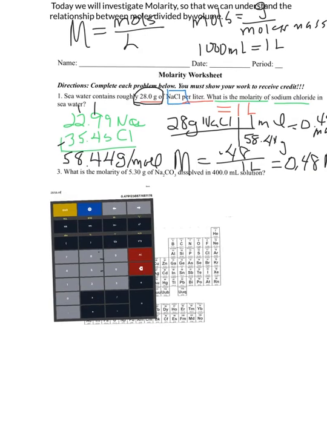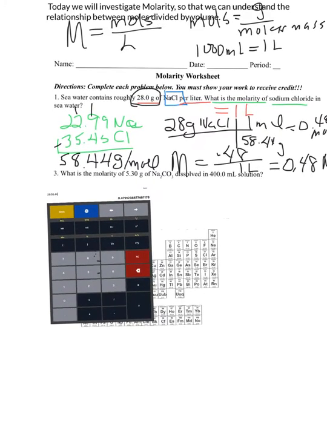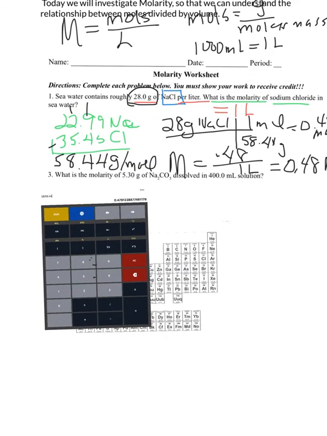All right, let's take a look at our second problem. Can't seem to get rid of this one. That's not good. Give me a second.